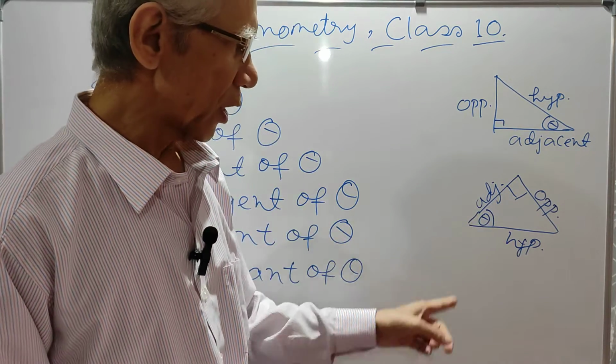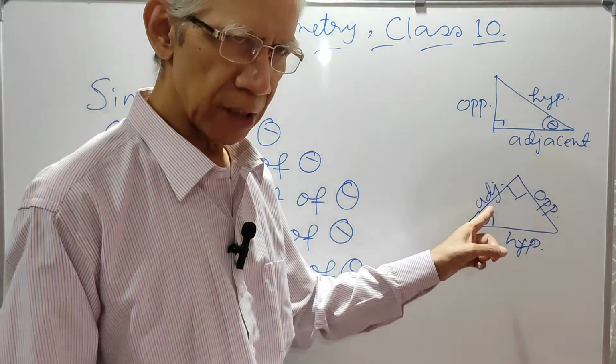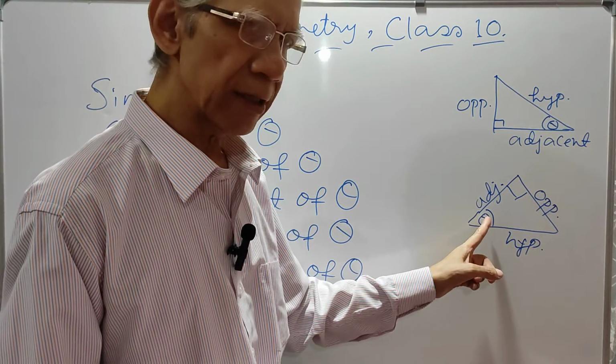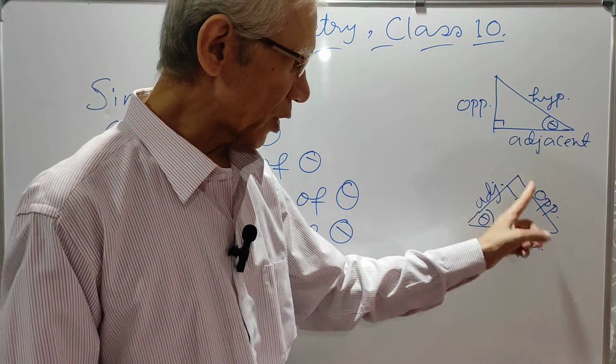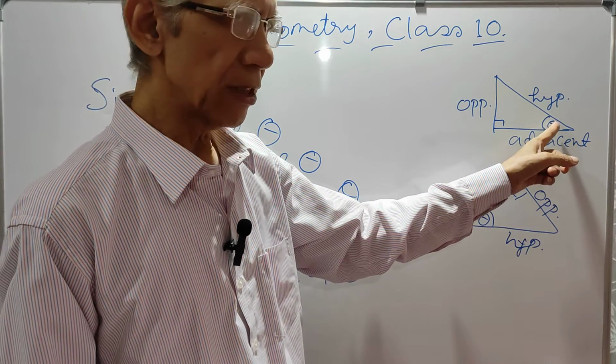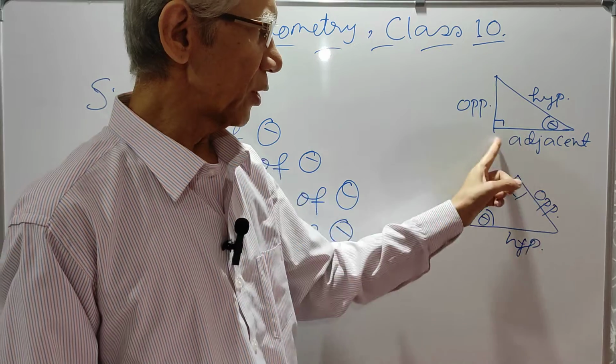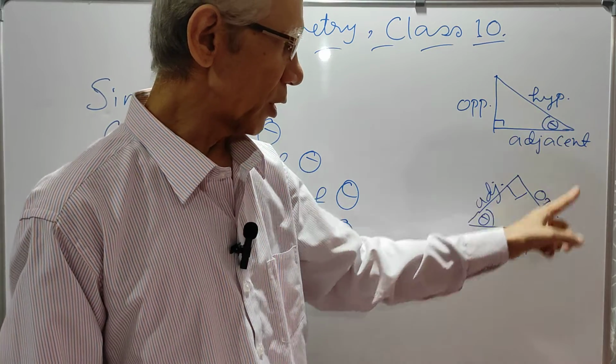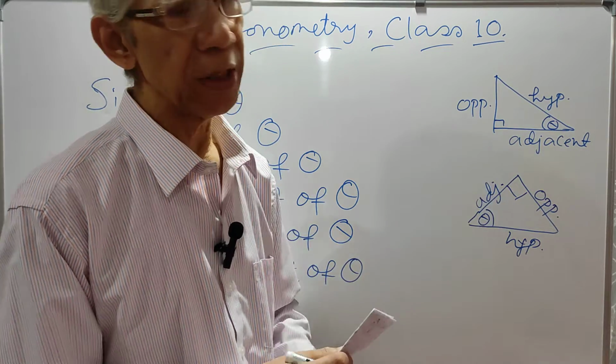Therefore we will use these terms. If this angle is under discussion, then this side we will call opposite, this side we will call adjacent. So here this angle is under consideration. This side is opposite, this is adjacent, and this is hypotenuse, of course, opposite to the right angle.